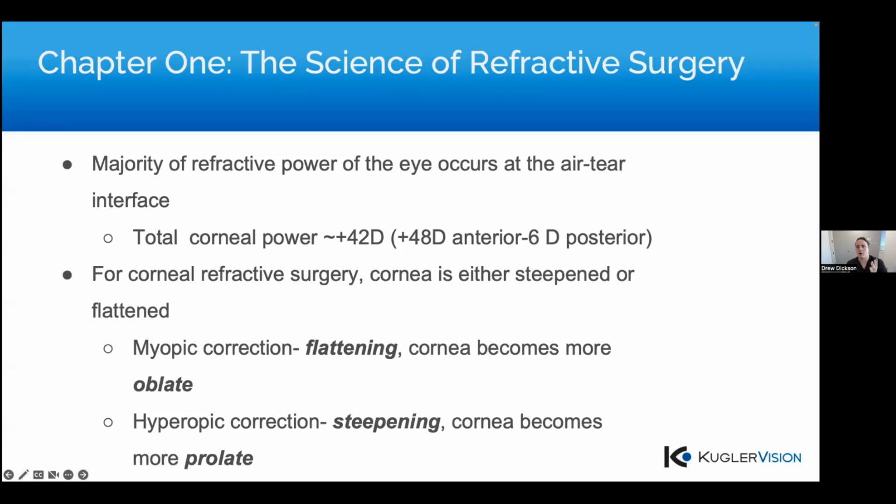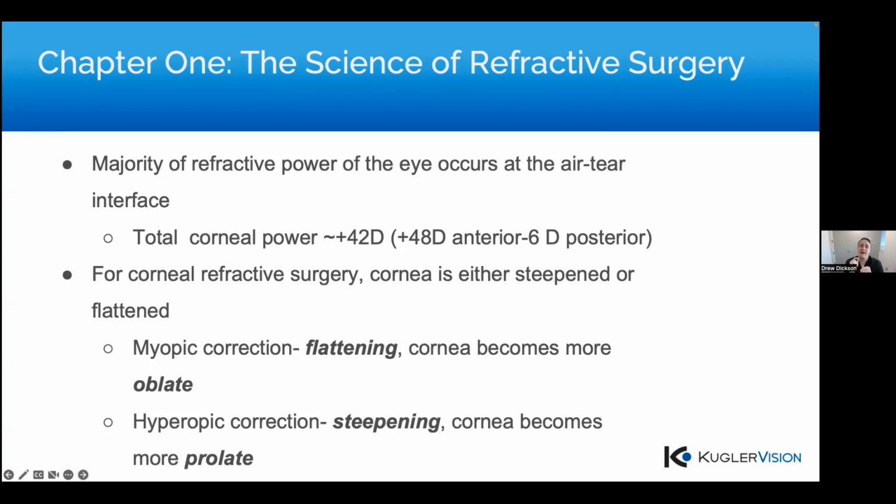So we think of the total corneal power as being about 42 diopters: about 48 diopters from the anterior surface, and then -6 diopters from the posterior surface. When we think about doing corneal refractive surgery, we're either going to steepen the cornea to increase the central power, or we're going to flatten the cornea to decrease the central power.